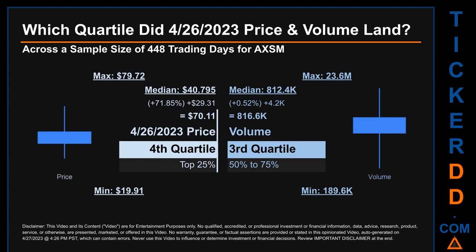Quartiles tell us about the spread of a data set by breaking that data set into quarters, just like how the median breaks the set into half. Descriptively, AXSM has a median price of $40.795. Therefore, April 26, 2023 price was higher from that middle marker by 71.85%. The day's volume of 816.6 thousand was more than the median by 0.52%.